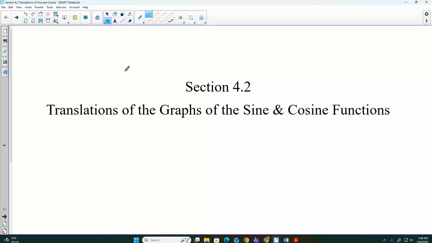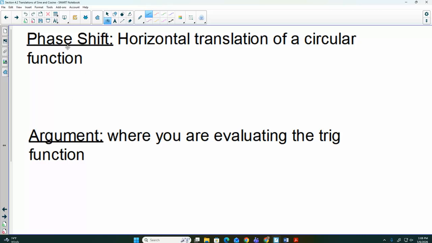So a couple phrases that you will hear in the section, and we're going to talk about a phase shift and the argument. A phase shift is just another word for the horizontal move. How far left or right does our graph move? The argument is where we are evaluating the trig function. So it's whatever we are doing sine or cosine of.